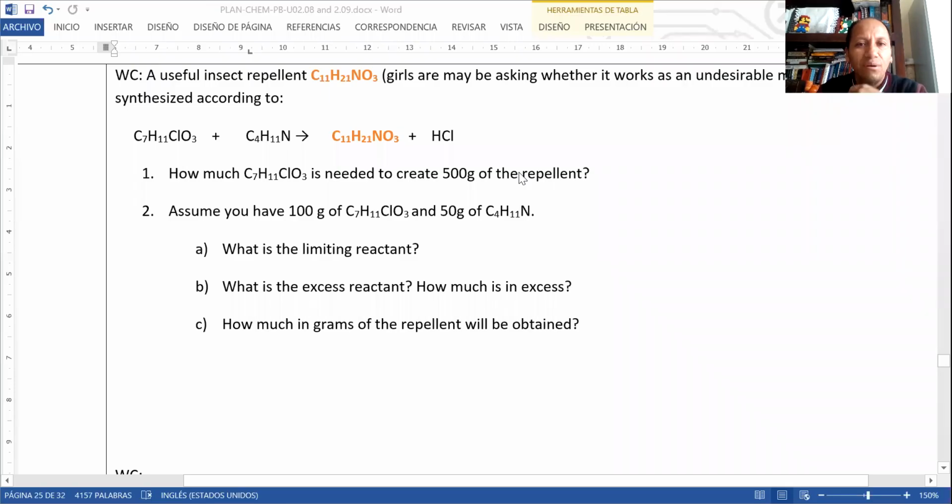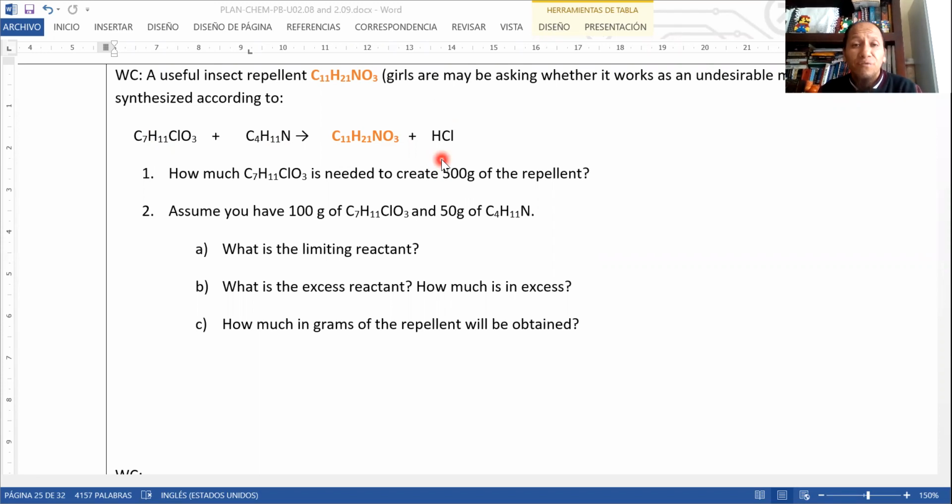As you can see in this moment, you have this exercise. I'm saying that you've got a useful insect repellent, C11H21NO3. Girls may be asking whether it works as an undesirable male repellent. How is it synthesized? It is synthesized by putting the two compounds there, and then the product is, obviously, the repellent. So you synthesize this with this one, and you obtain this insect repellent with a byproduct, which is hydrochloric acid.